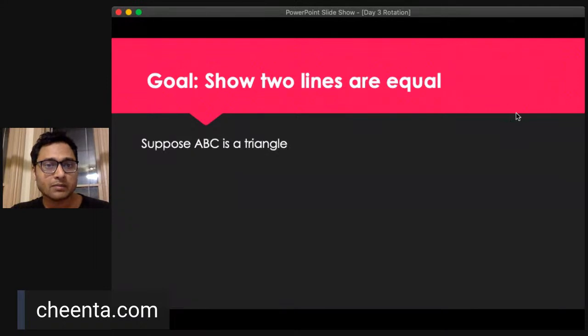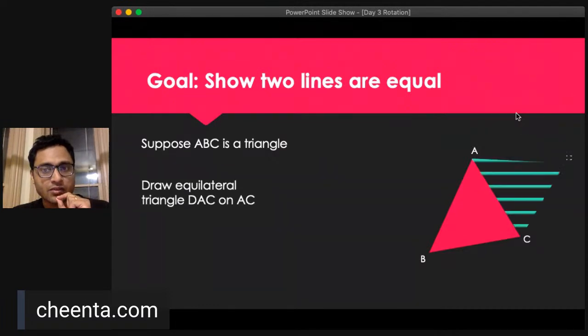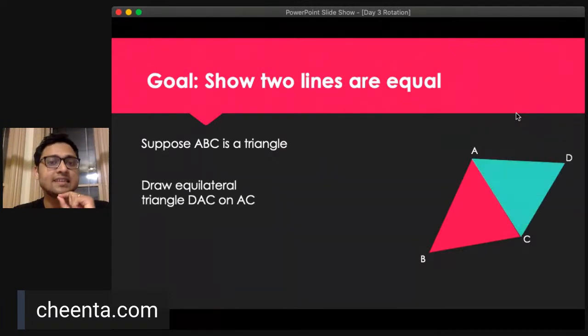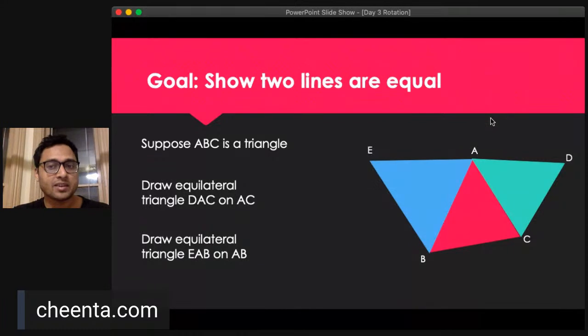Okay, so what was the problem? Suppose ABC is a triangle. We started with this. Draw equilateral triangles DAC on the side AC and EAB on the side AB. So we have two sides of the triangle, AC and AB, and we draw two equilateral triangles on two sides of it. Okay, that's great.